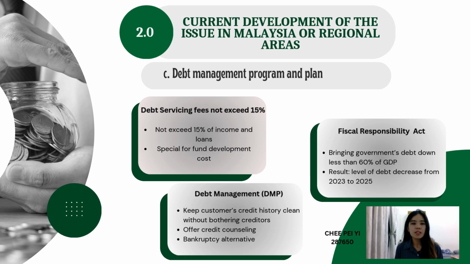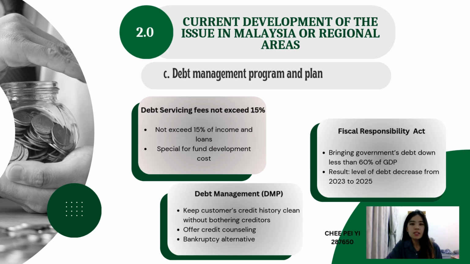First is to cap debt servicing fees so they do not exceed 15% of revenue, focusing borrowing on long-term development projects. Second is to implement fiscal reform such as the Fiscal Responsibility Act (FRA) to reduce the debt to GDP ratio and deficit. The FRA targets reducing debt below 16% of GDP and deficit to 3% over the medium term. And the result is debt level declining from 2023 to 2025.